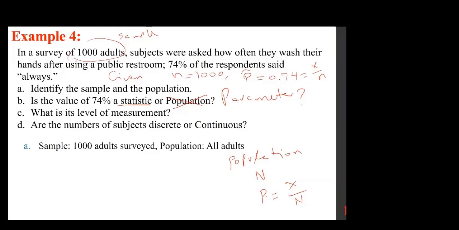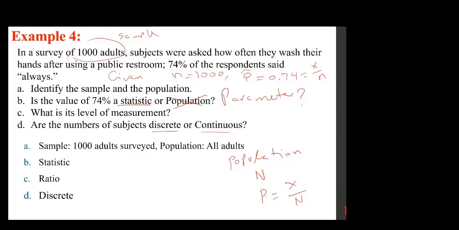Remember what's happening. 74% of the respondents said always. This is what? Nominal? Nominal. No, no, I'm sorry. It's ratio, the highest one. It's the ratio. Very good. That's right. And the numbers, discrete or continuous? Discrete. Statistic, ratio, discrete. Why would it be ratio?